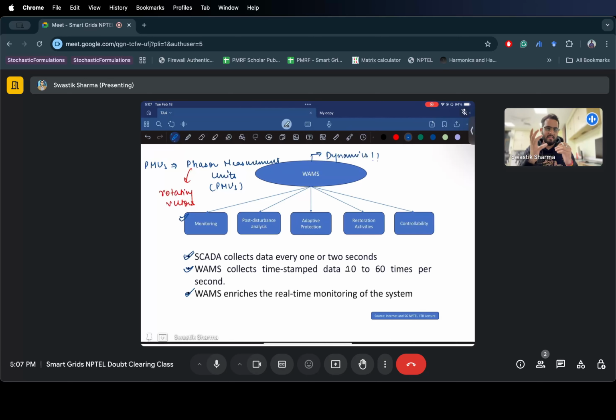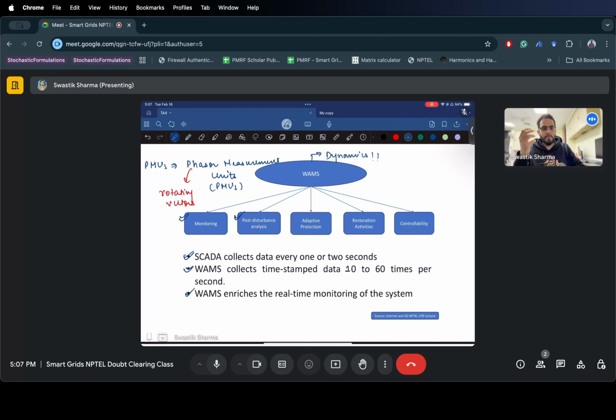When I say timestamp, what I mean is, let's say some quantity changed, and we know when it changed, which is the time at which it is synced to its global positioning satellite. For example, at 12 p.m., 1 minute 3 seconds and 30 milliseconds, something happened. So from the sequence of data, it becomes very easy for us to do post-disturbance analysis, right?